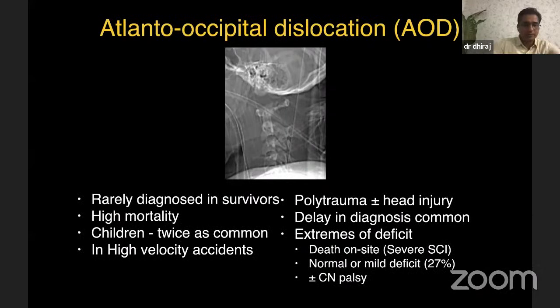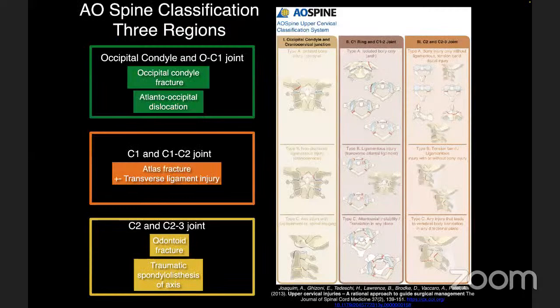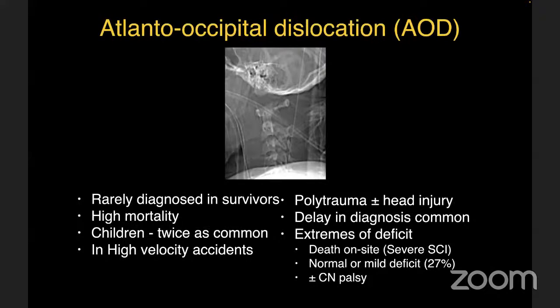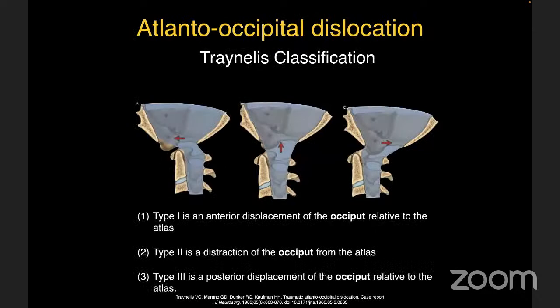Okay, let's make up for lost time. The first region is the occipitocervical area. The injury here is the atlanto-occipital dislocation, or AOD. This is a very rare diagnosis, especially in survivors, because this is such a high velocity injury with polytrauma and head injury that most of the time it causes mortality. It causes extremes of deficit: either death on site because of severe spinal cord injury, or if the patient manages to reach the emergency room, then the patient will have normal neurology or mild deficits with cranial nerve palsies. So this is a very dangerous sort of injury. This Traynelis classification is not very useful, because by the time the patient gets imaged in the emergency room, these dislocations might auto-reduce. So you'll rarely find such displacements when you examine these patients in the emergency.